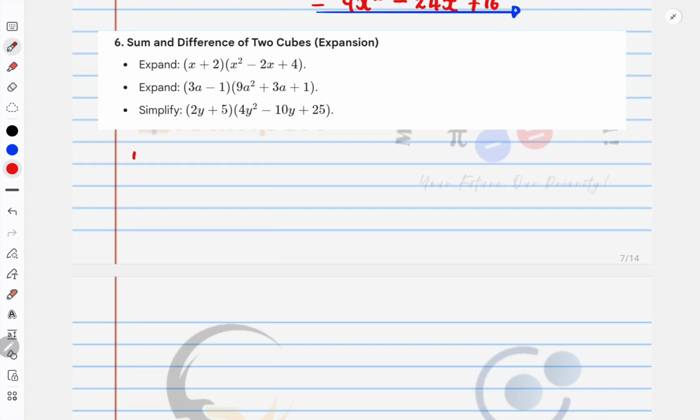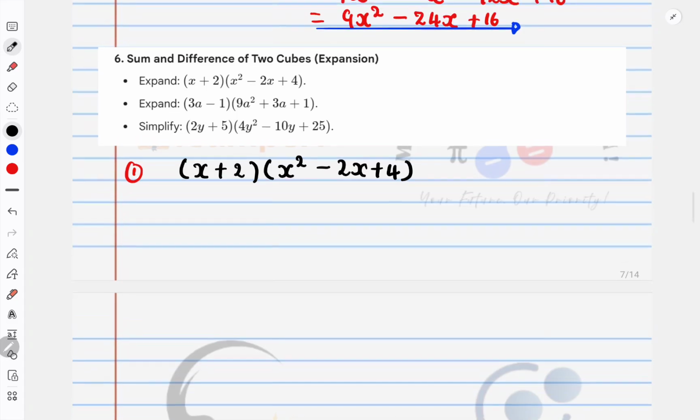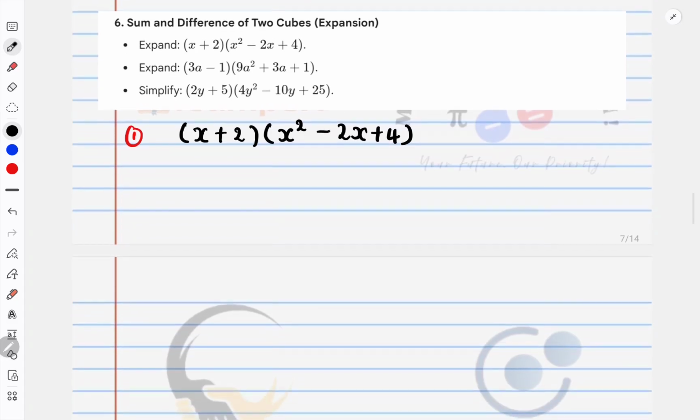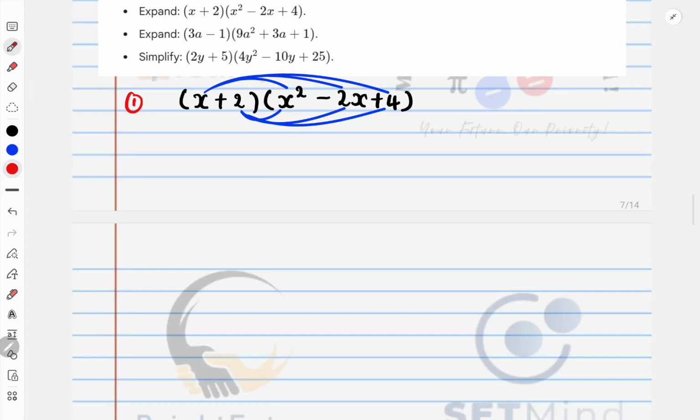For our number 1, we are asked to expand (x + 2)(x squared − 2x + 4), using the distributive law. Everything in the second bracket is multiplied by the first term, and then we do the same thing again for the second term. Okay, now let's expand it.